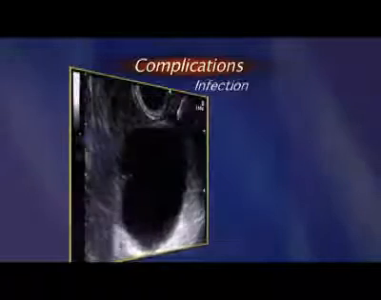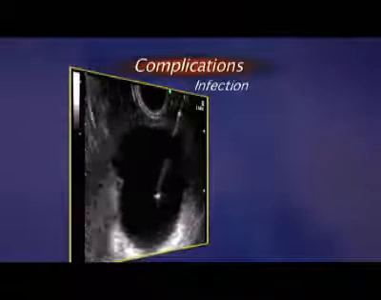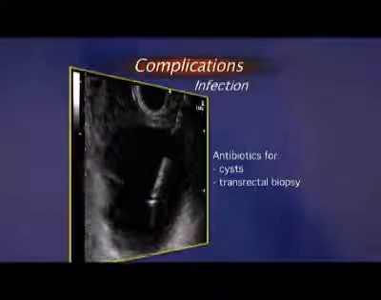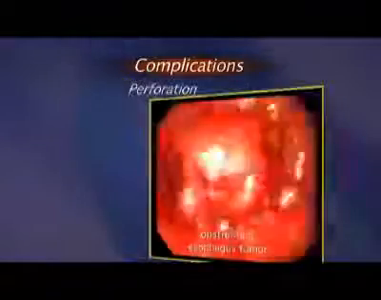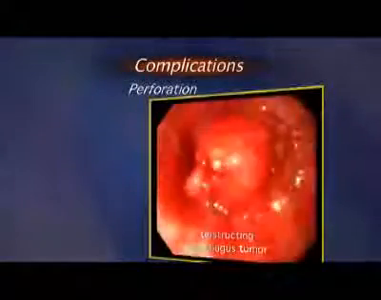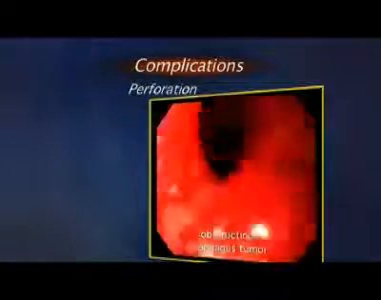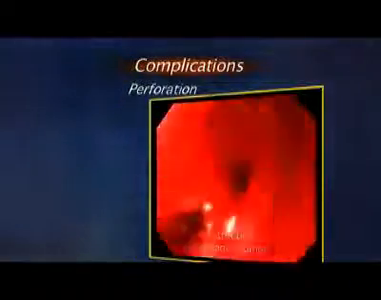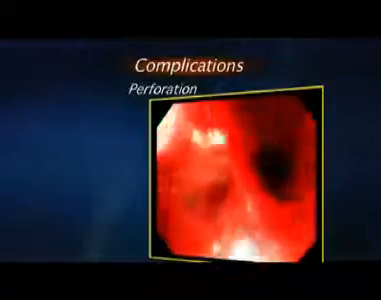Infection is a concern after aspiration of cystic lesions or transrectal biopsy. The risk can be minimized by administration of prophylactic antibiotics for these indications. Perforation can occur after forceful passage of an obstructing tumor, but is usually due to preceding dilatation. Duodenal perforation due to traumatic advancement of the endoscope tip into the descending duodenum is rare.